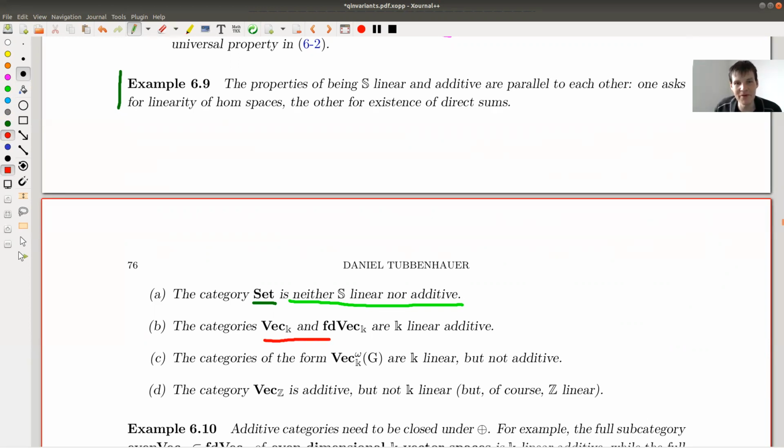You would be very surprised if I tell you that vector spaces, finite dimensional vector spaces, basically any version of vector spaces, are K-linear and additive, and I just call this K-linear additive. K-linear is a slightly stronger property than being Z-linear, because now I have scalars over a bigger field, a bigger ring.